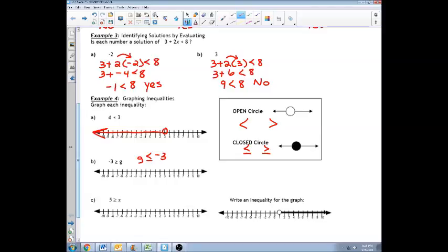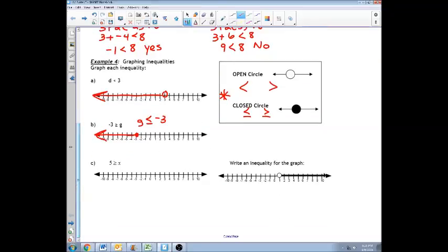So g is less than or equal to -3. Looking back up here at our diagram, telling us open or closed circle, is it less than or equal to, or is it just less than? In this case, it's less than or equal to, so I'm going to go ahead and make a closed circle at -3. The arrow tells me to point to the left, so I will do so, and that is our graph. Going down to C. Again, my variable's on the right, I want it on the left, so I'll have x. I want to make sure the arrow is still pointed in the same direction, so less than or equal to 5.